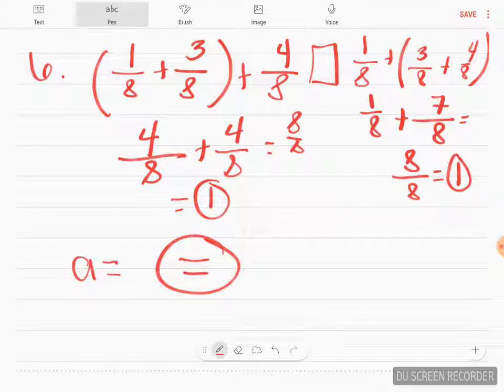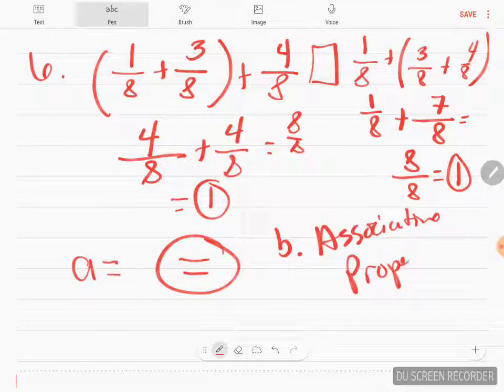and still get the same answer. That property is called the associative property of addition. All right, so that is the associative property of addition. All right, let's move on to the next question.